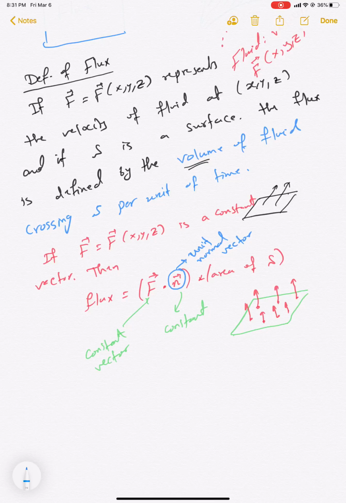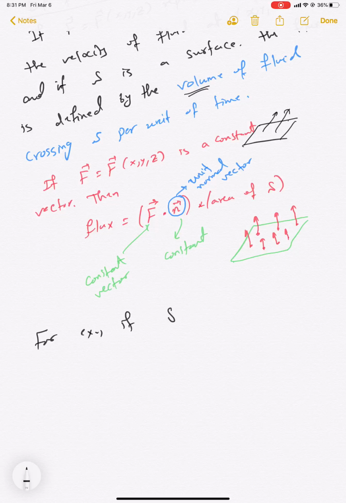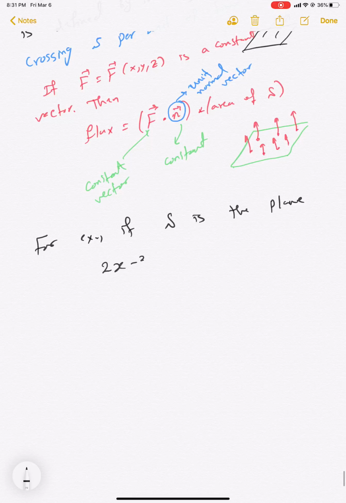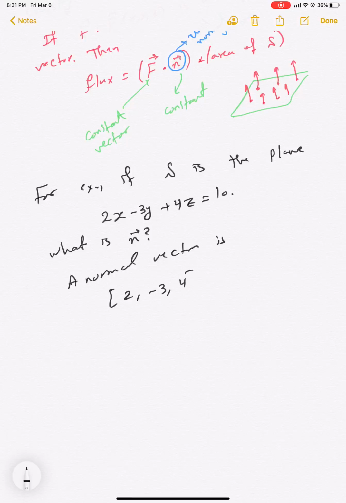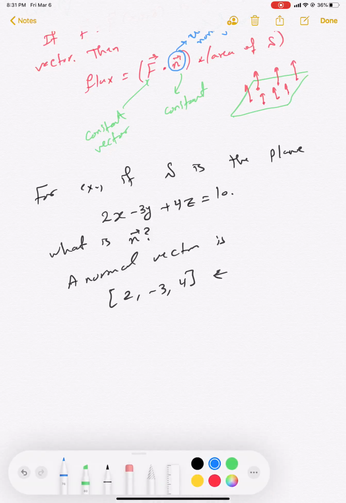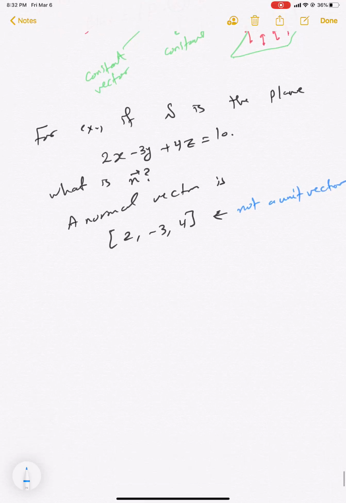normal vector. So for example, just to make this idea clear, if S is a plane, it could be a plane like 2x minus 3y plus 4z equals 10. In this case, what is N? We know that a normal vector for this plane is (2, -3, 4). But unfortunately, this is not a unit vector. So to apply our formula, we need to make this a unit normal vector.